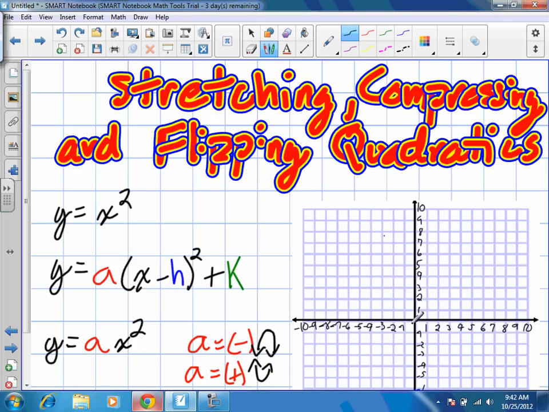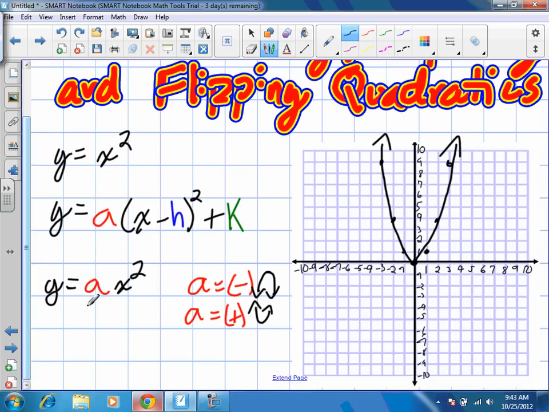So what we're going to do for the first one is I'm going to quickly draw the original. We already know the vertex is at 0, 0. We go over 1, up 1. Over 2, up 4. Over 3, up 9. And we do the exact same pattern on the other side because it's symmetrical. All right, we have the original. Now, because we know this information, I'm going to draw the original the other way.